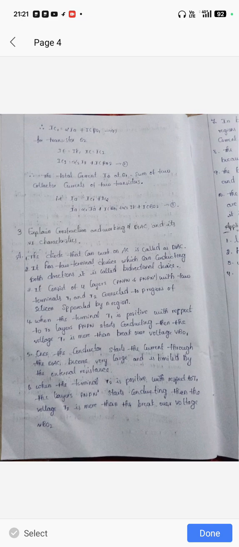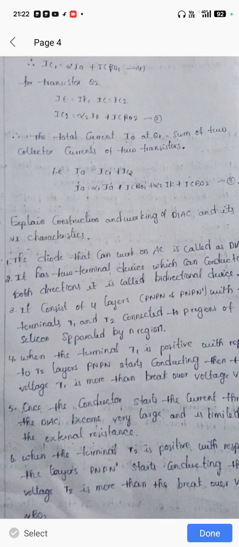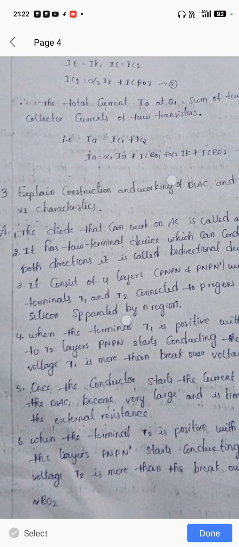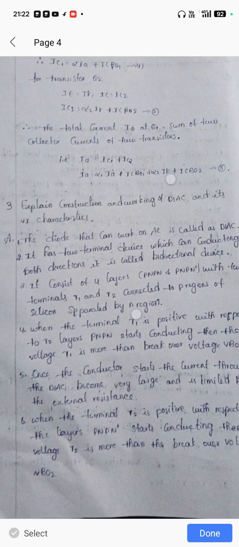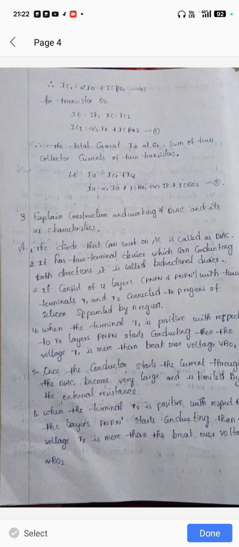IC1 is equal to alpha1 IA plus ICBO1. For transistor Q2, IE is equal to IK, IC2 is equal to alpha2 IK plus ICBO2. The total current I is the sum of the two collector currents of the two transistors: IA is equal to IC1 plus IC2, so IA is equal to alpha1 IA plus ICBO1 plus alpha2 IK plus ICBO2.